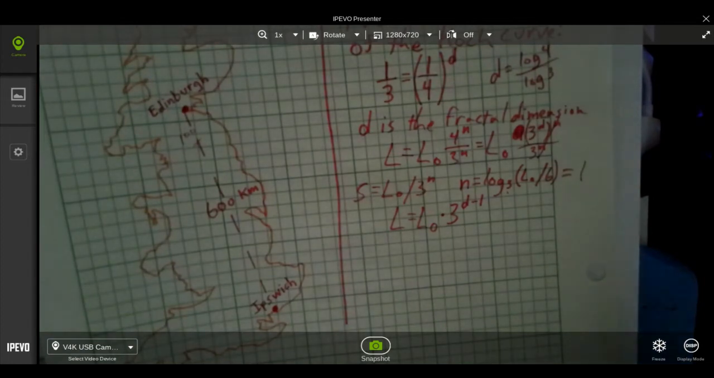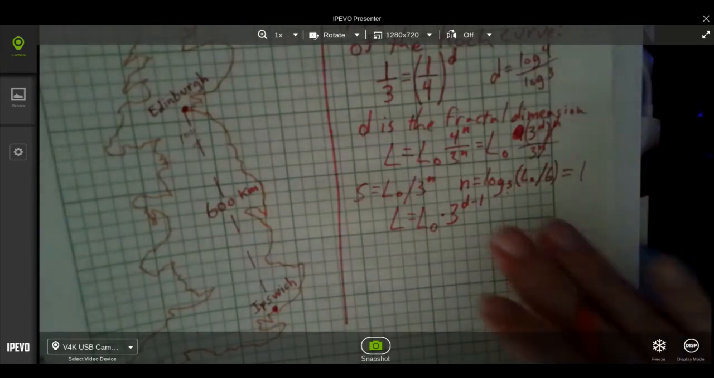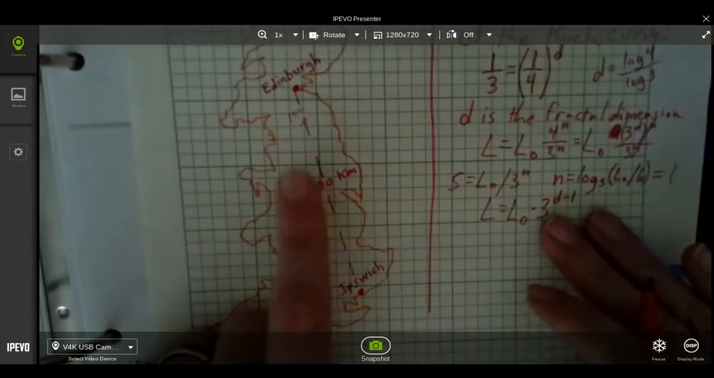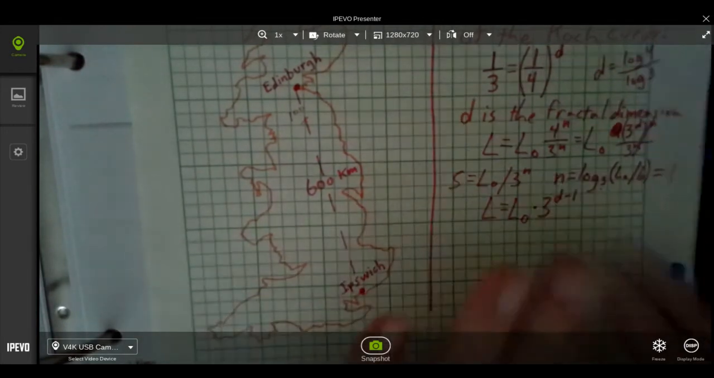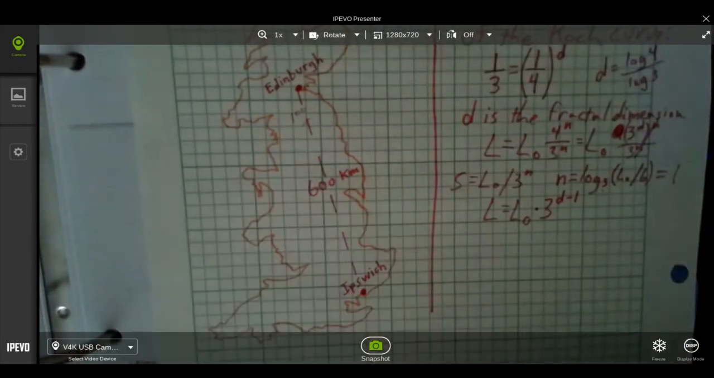Now, let's fill this in a little bit more, make it a little bit more general, because we're not talking about the Koch curve. We are talking about the British Isles. So I need to make this more general so I can carry this over to this. So let's see here. I could rewrite this.